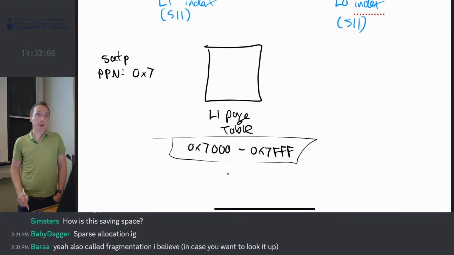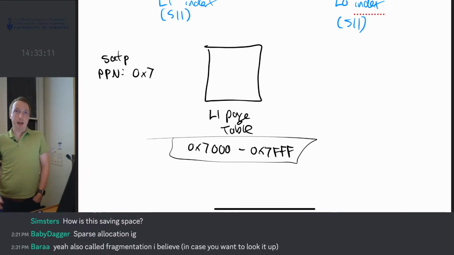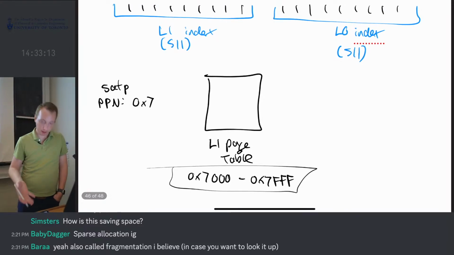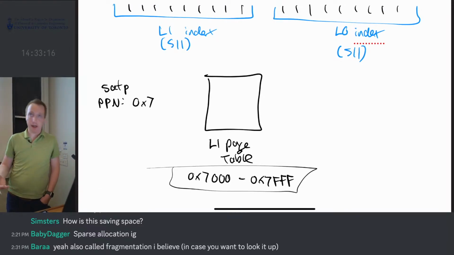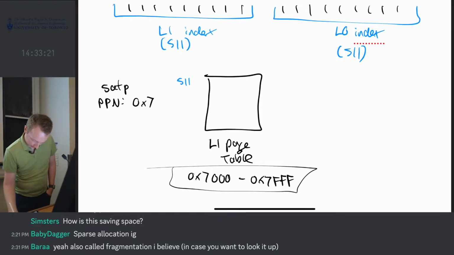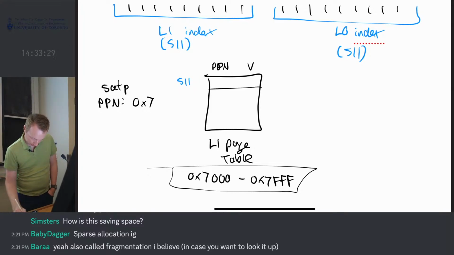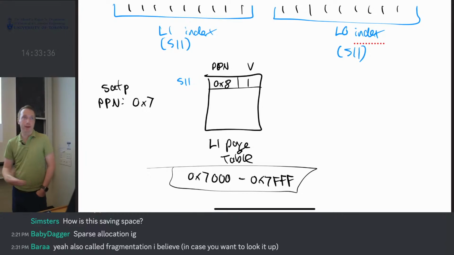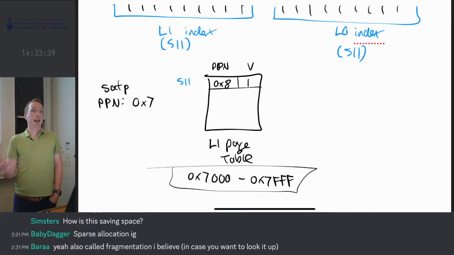So in order to translate this address, there would have to be an entry in this L1 page table at index 511. So at 511, there would need to be a page table entry. I'll put some columns here, like the physical page number, and then like a valid bit or something like that. So in this entry, the physical page number could be something like 08, and it would have a valid bit, which means it can actually use it. So in that case, what address do I go to access my L0 page table?